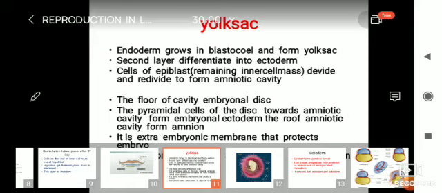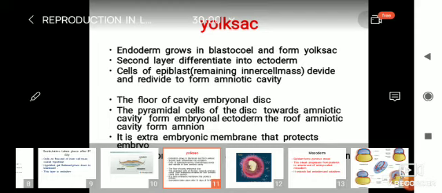Then the second layer differentiates into ectoderm. Some of the cell mass we shall call the epiblast, cells of epiblast. Means some cells form the endoderm, some of the cells will form the ectoderm. Amniotic cavity means what? Where the excretory fluid of the embryo will remain. The pyramidal cells towards the amniotic cavity form the embryonal ectoderm. The roof of the amniotic cavity forms the amnion.